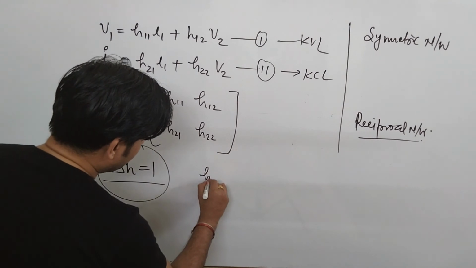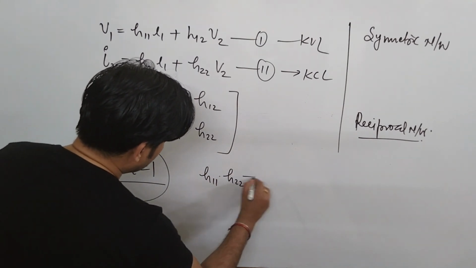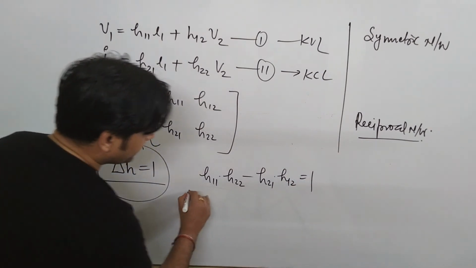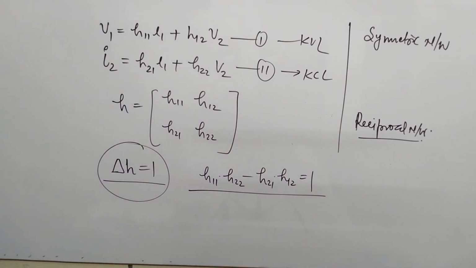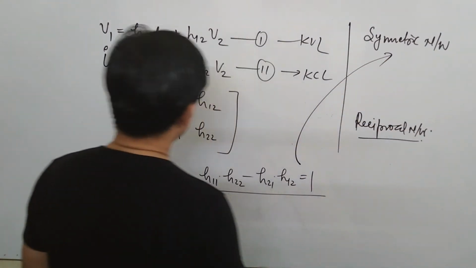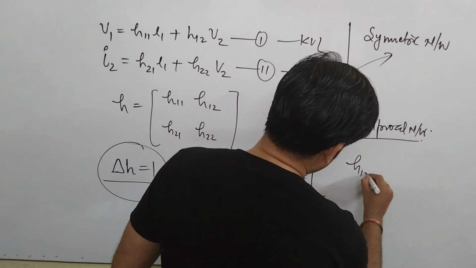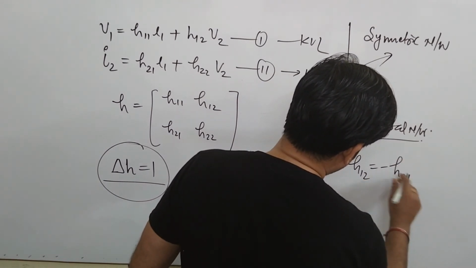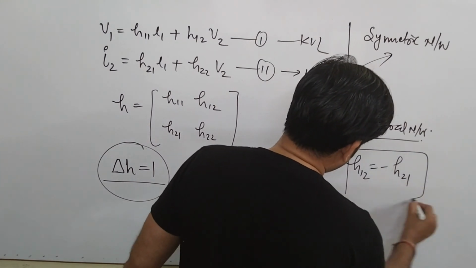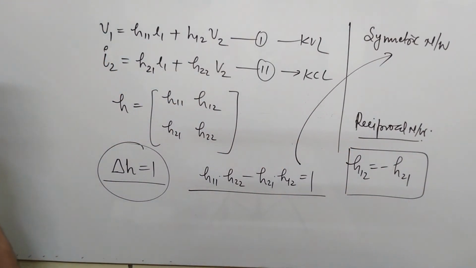So that comes to be H11 into H22 minus H21 into H12. That should become 1. If this condition is followed, then you can say that the network is symmetrical in nature. And if H12 is equal to minus H21, very important thing, minus of H21, then such a type of network is referred to as reciprocal network.